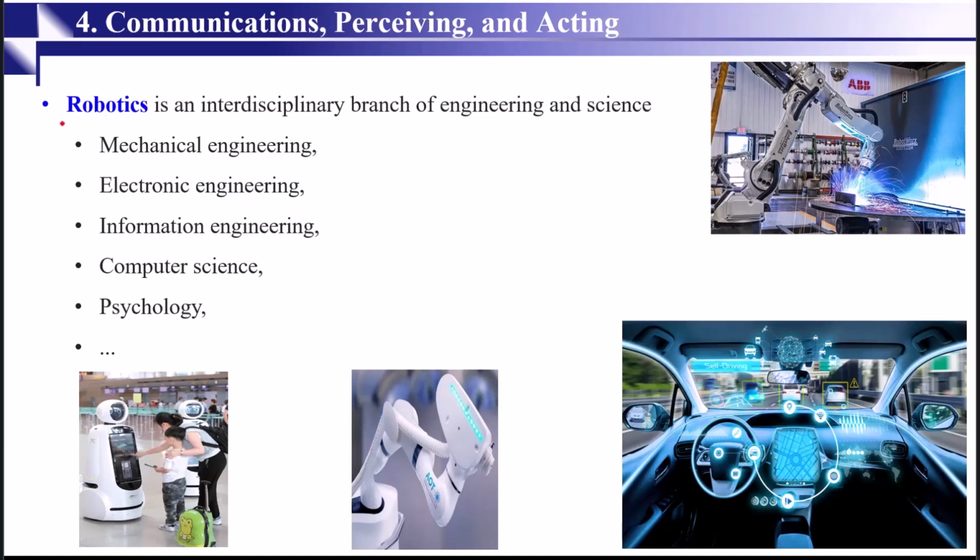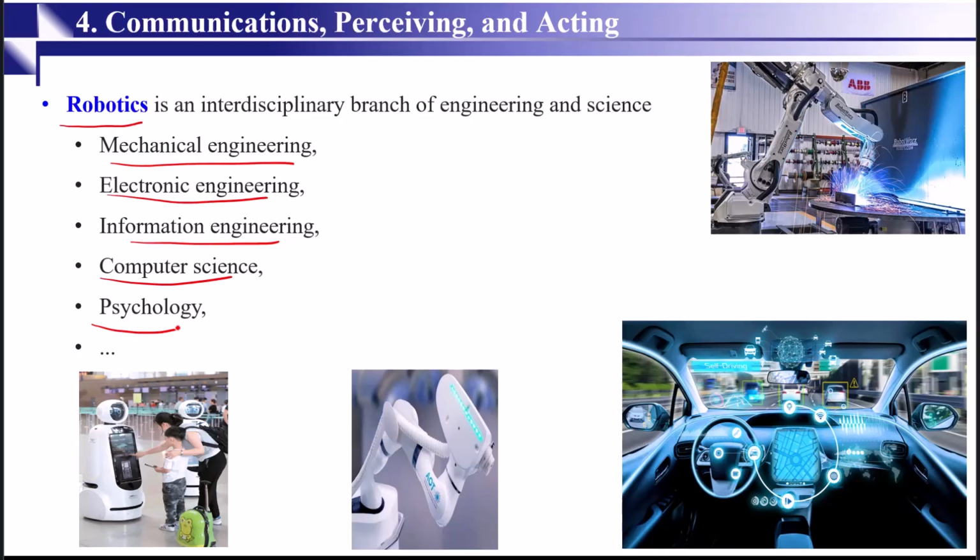And the last one, but not least, is robotics. So robotics is a multidisciplinary field that combines principles from various engineering and scientific disciplines to design, build, and operate robots. The goal is to create machines that can assist, perform tasks, or operate autonomously in real-world environments, like Tesla robots or Boston Dynamics robots. Robotics brings together diverse fields including mechanical engineering, electronic engineering, information engineering, computer science, psychology, etc.